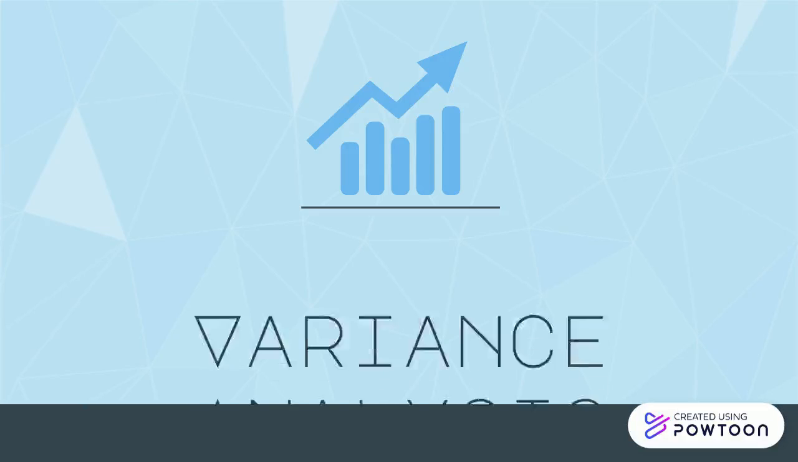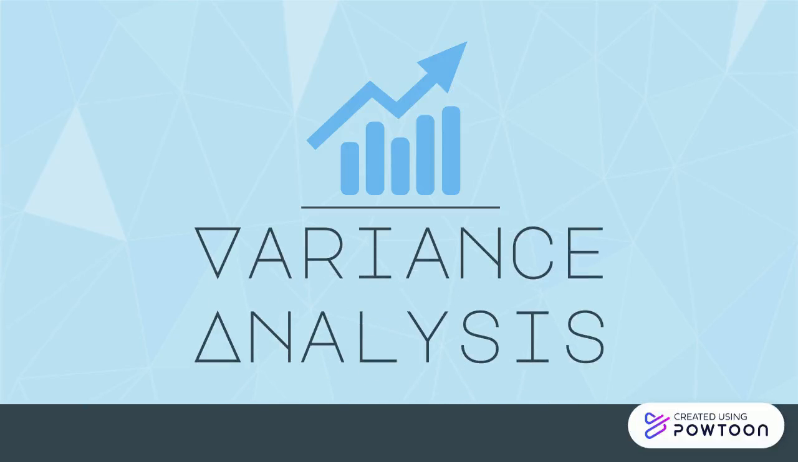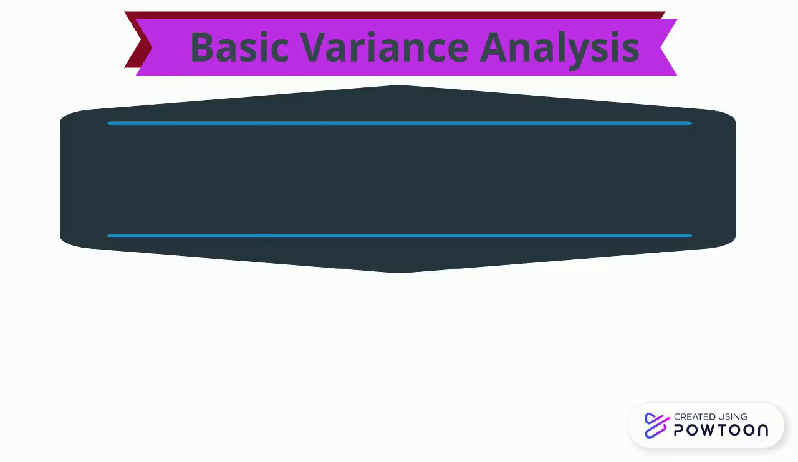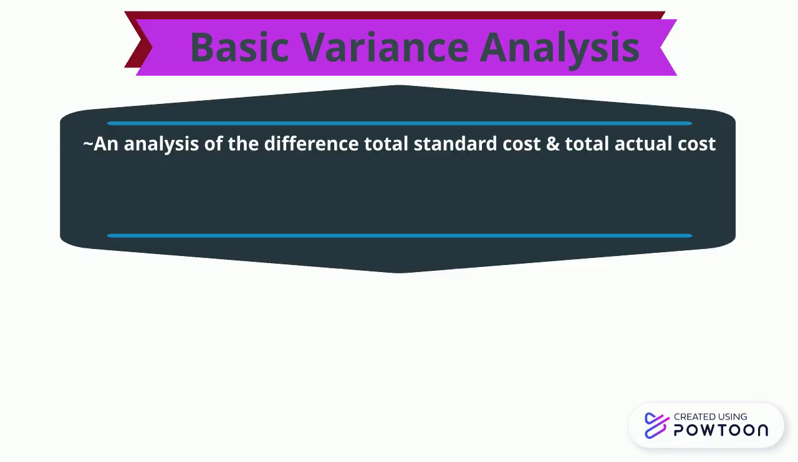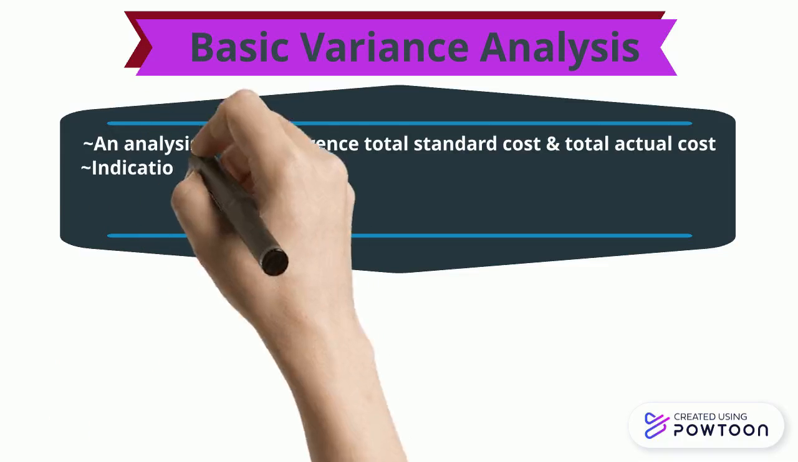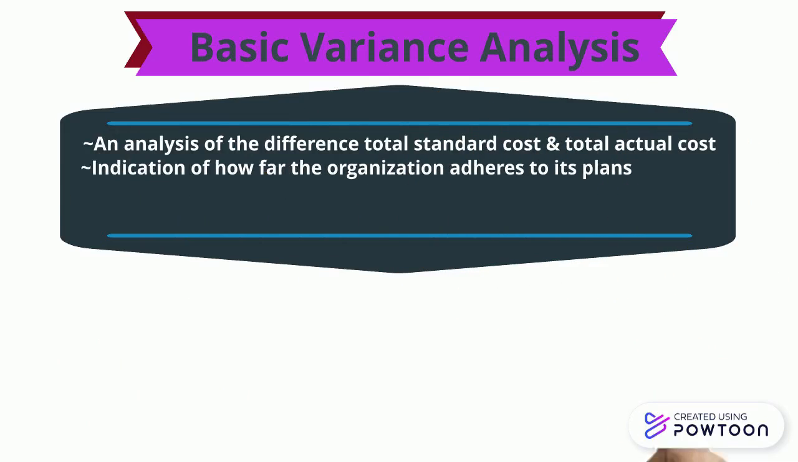I'm going to present about variance analysis. An analysis of the difference between total standard cost and total actual cost is called variance analysis. It indicates how far the organization adheres to its plans.